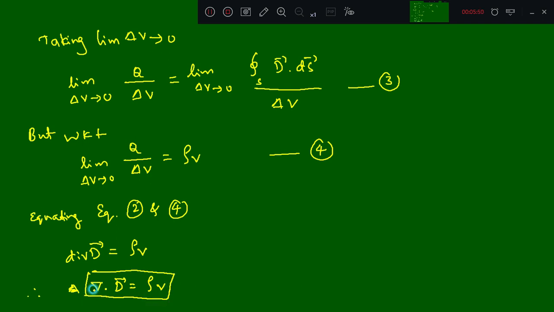This equation is called Maxwell's first equation applied to electrostatics. So this derivation we have done. Then some problems we can take on this and solve.